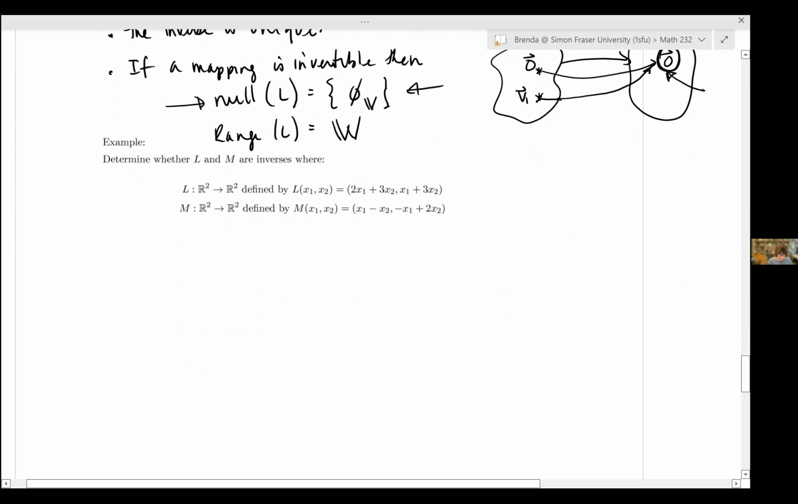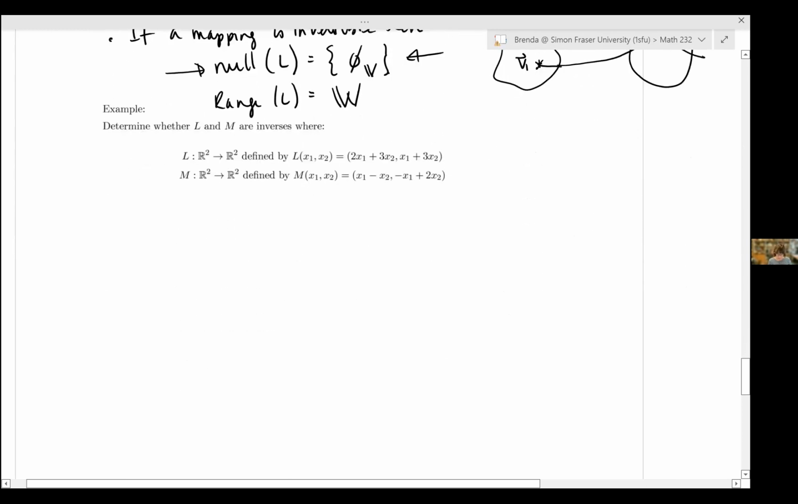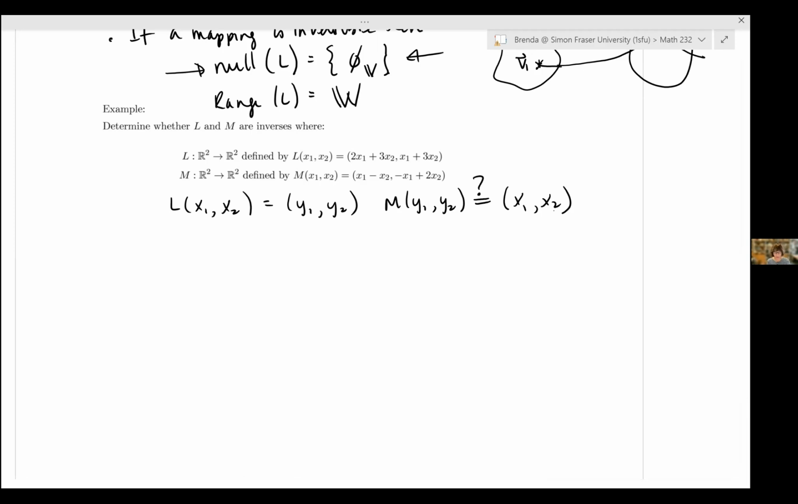Okay, so here's a question: are these two inverses of one another? We have two mappings, and we're wondering if I go L of x1, x2 and I get some output y1, y2, and then I take M of y1, y2, do I get x1, x2 back? That's what we're asking. Because if that happens, then they are inverses. If that doesn't happen, then they're not inverses.